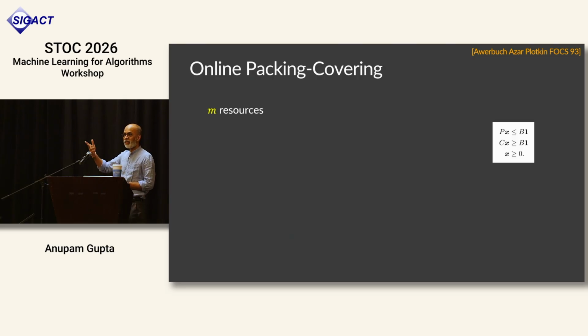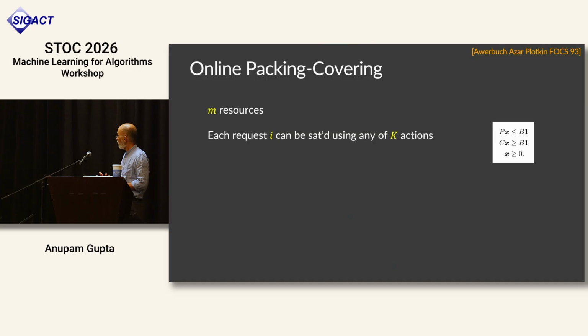Online packing covering is another set of problems that I'll talk about briefly. And here there are M resources. So really what you should think of is there are M-dimensional matrices P and C, so M rows and some number of columns. And you've got to choose the X's. So that's like choosing some fraction of each row and summing them up. The solution should simultaneously satisfy some requirements which are given by the covering constraints, and use some resources which are constrained by the packing constraints.